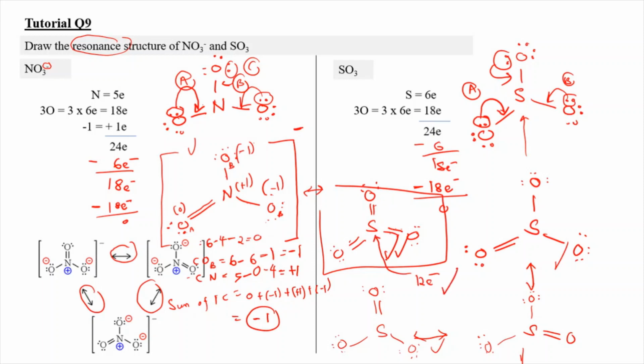So if you want to draw it like this without any resonance is also okay. Or if you want to draw it to be a resonance structure which consists of 8 electrons at the center, then it is also okay. Alright. So this is how you answer question number 9.